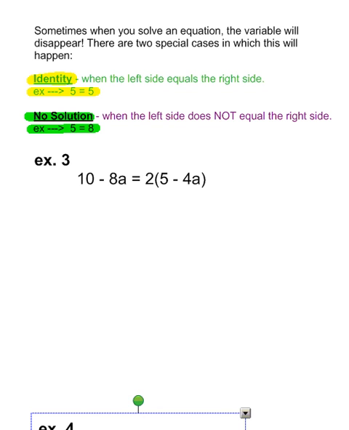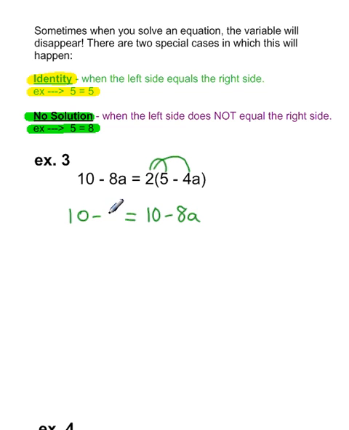And I want us to first solve it by distributing. So let's take this 2 and multiply it times the 5. 2 times 5 is 10, and then we'll do 2 times negative 4a. That will give me a negative 8a. Okay. Now, if I'm going to get my a's to be on the same side, I'm going to have to move one of my 8's, and it doesn't matter which one.